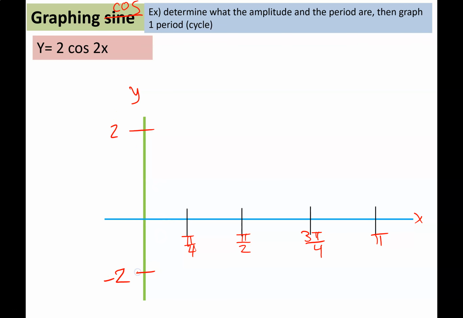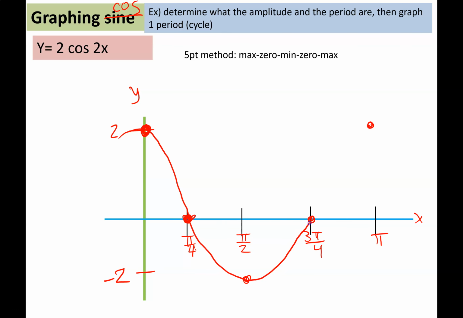Now, things are going to be a little different with cosine, like I had mentioned before. So our 5-point method will be max, 0, minimum, 0, max. So maximum, now we're actually on the y-axis. And then we're going to go to 0, so that means we're going to go to the x-axis here. That's right there. And then we're going to be at the minimum, 0, and then maximum. So it's looking something like this one. And then again, it would repeat because it's periodic.